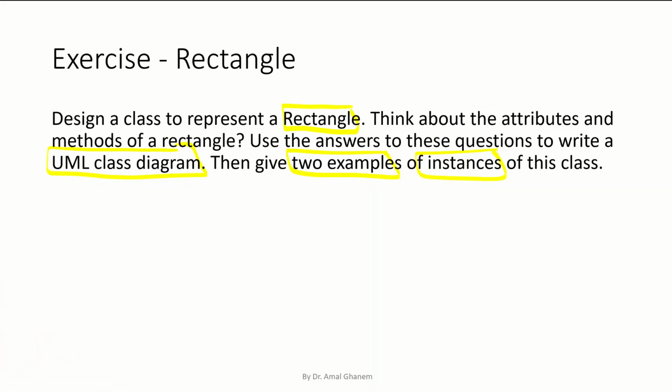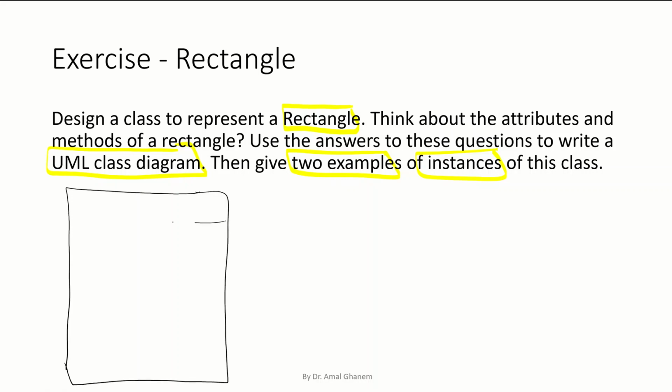The first thing I have to start with is the UML class diagram. So I will have to have rectangle. And I have to divide it into three parts. At the top, I have to mention the class name. So in this case, I will say rectangle. This is the name of my class.